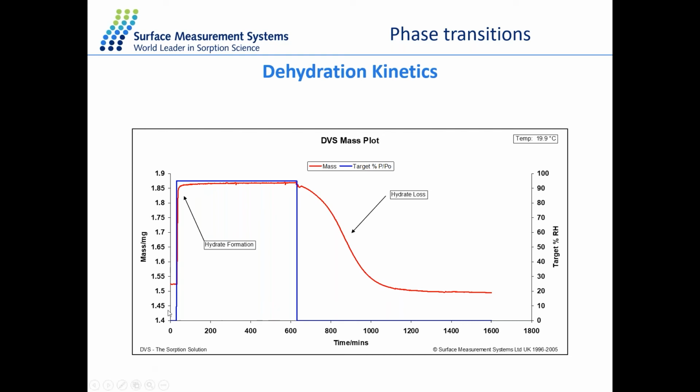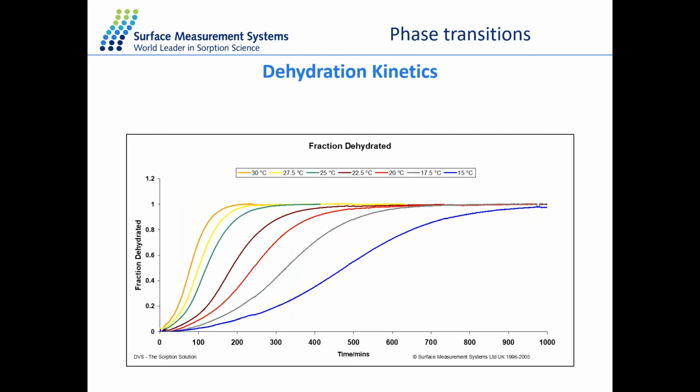We start from the dry sample, we load it in a DVS, and we leave it overnight at 90% relative humidity. We saturate the sample, we form the hydrate, and then we drop back to 0. We want to know how quickly it goes back to the initial form, and if it goes back to the initial form. That's a very simple experiment, but we can change the temperature at which we perform it, and then we can measure the fractional formation or dehydration of the sample, so the formation of the anhydrous form back to the initial part.